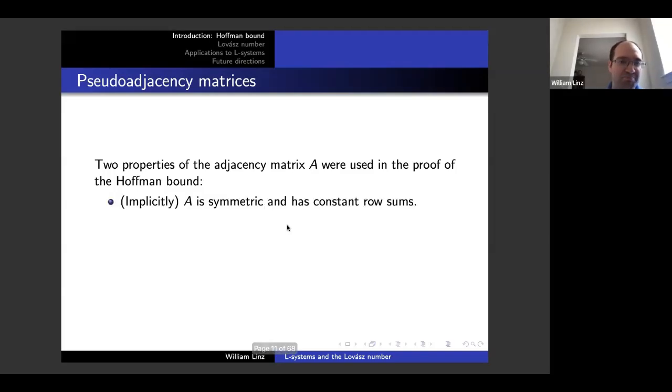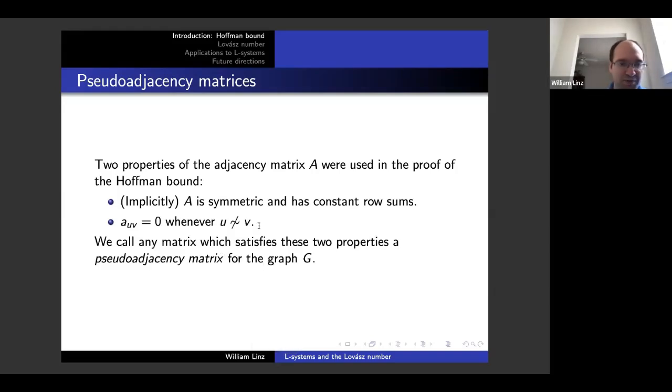The first property, somewhat implicit in the fact that we said that M was positive semi-definite, is that A is symmetric and it has constant row sums. This is also a consequence of A being a regular graph. And the other, maybe more crucial property, from the thing in red on the previous slide, was that A_uv equals 0 whenever u is not adjacent to v.